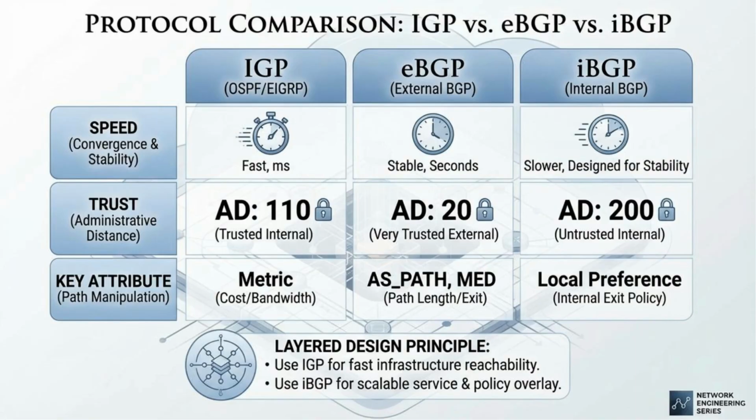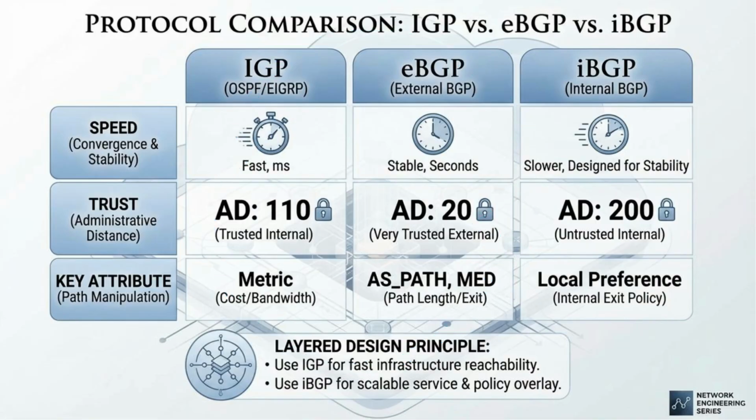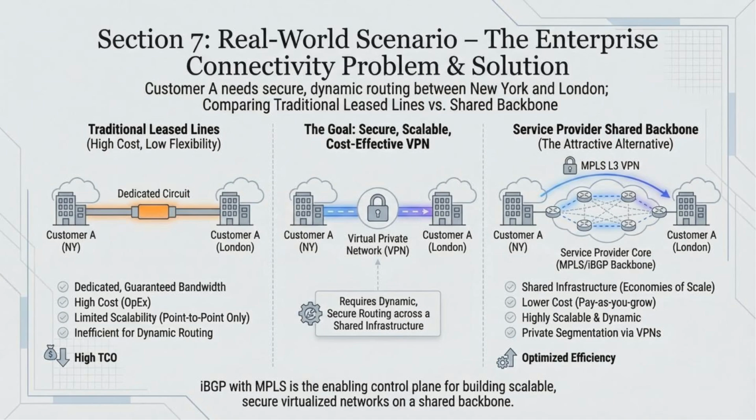Attributes. In eBGP, we manipulate paths using AS_path prepending and MED. In iBGP, the king is local preference. Local preference is an attribute that only leaves the router to go to iBGP neighbors. It is stripped when leaving the AS. It is the primary tool we use to tell all routers in our AS, exit the network this way.